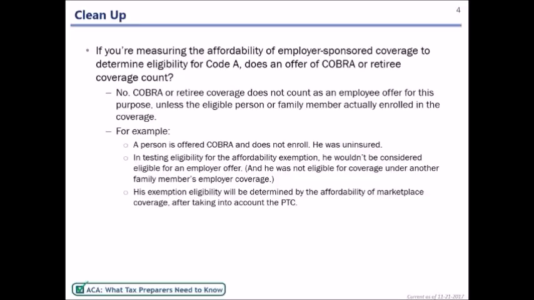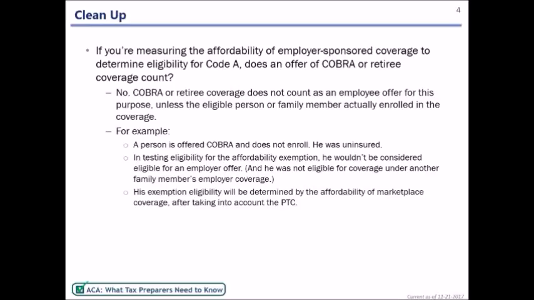Next question was, if you're measuring the affordability of employer-sponsored coverage to determine eligibility for the Code A exemption, does an offer of COBRA or retiree coverage count? And the answer to this is no. COBRA or retiree coverage is not going to count as an employer offer unless the eligible person actually enrolled in coverage.